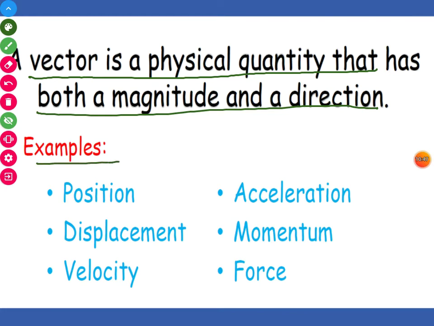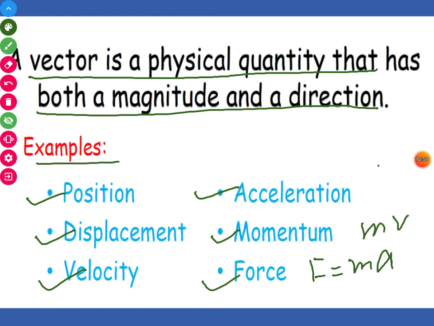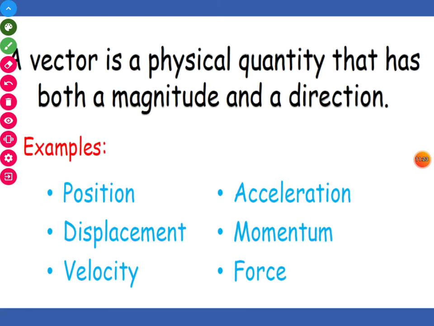Some examples are position, acceleration, displacement, momentum, velocity, and force: F is equal to m into a, momentum is equal to m into v. Acceleration is represented by this, position and velocity are represented by this, and displacement is represented by d. So all these are vector quantities that have both magnitude as well as direction. These are some of the examples which you will encounter during class 11th physics.